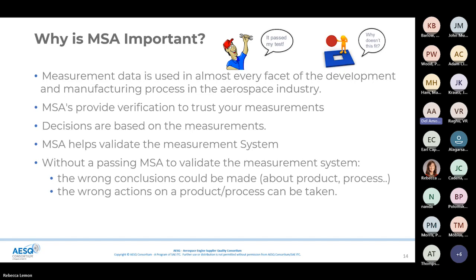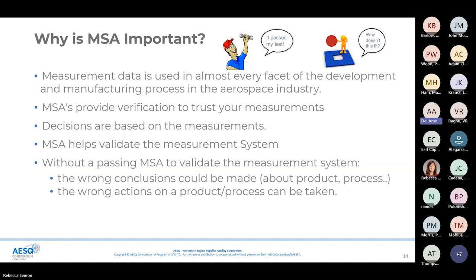Without a passing MSA to validate the measurement system, we can make wrong conclusions with respect to our processes, our products, etc. And also we can take wrong actions. Okay, so we can be sending our customers non-conforming parts, or we could be scrapping good parts. We don't want to be in the situation that we see in the picture. We passed the test, yeah, but then why is that part not fitting where it's supposed to? So that's why we need to do MSAs.